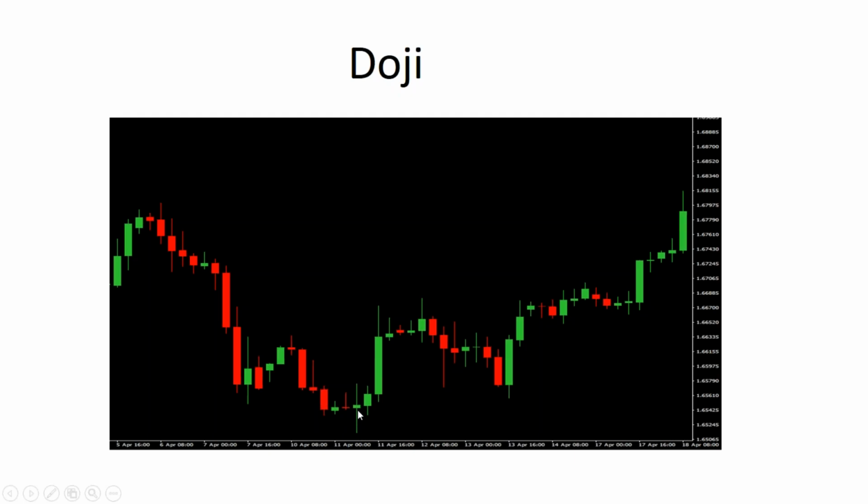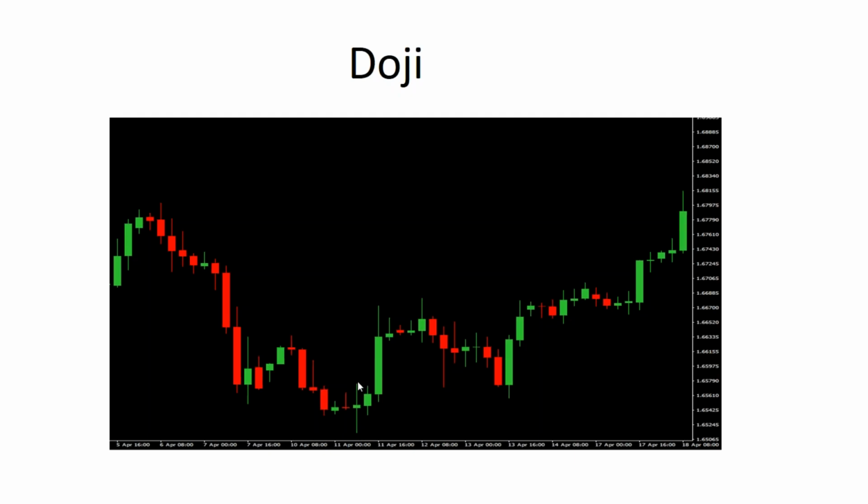So this tells us that buyers have stepped in at this level and are really battling it out with sellers. And again, this highlights indecision in the market and a lack of momentum. So when we see these candles forming at the end of a downward trend, we can be on alert to a potential breakout higher.